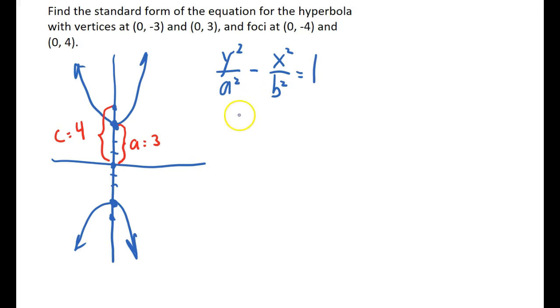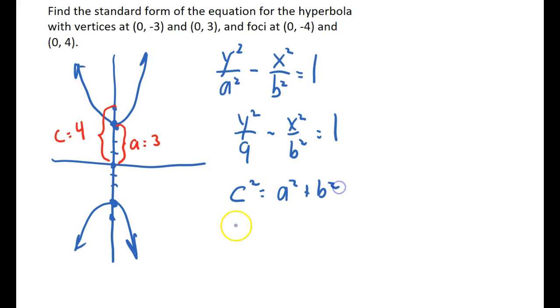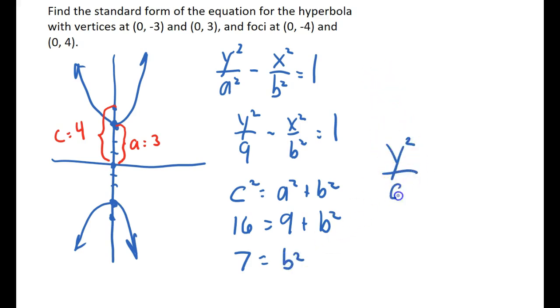Okay, so I know that I have y squared over 9, that's 3 squared, minus x squared over b squared equals 1. And c squared equals a squared plus b squared. So 16, that's 4 squared, equals 3 squared plus b squared. Solving for b squared, I get 7. Now I can write out my equation. y squared over 9 minus x squared over 7 equals 1.